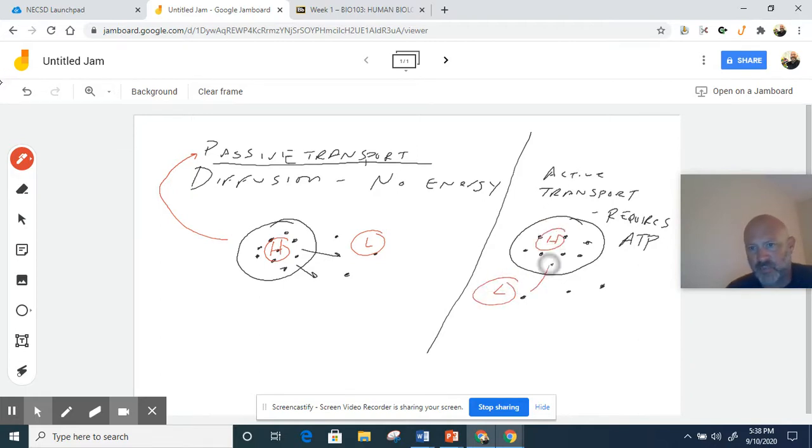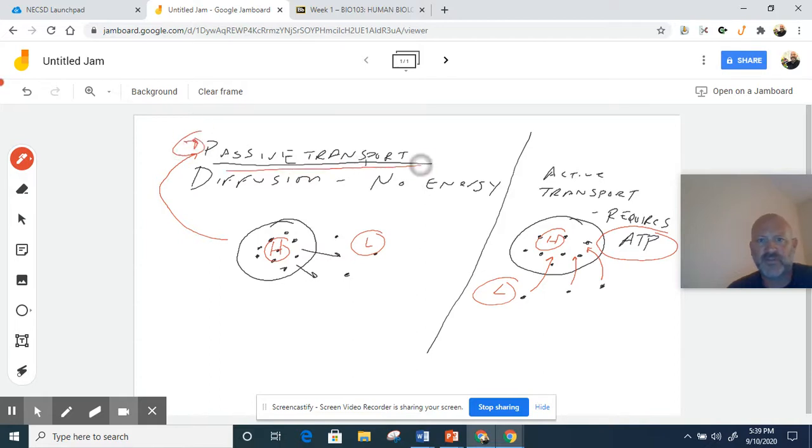That could certainly happen, but that's going to require the use of a pump, right? Like a sodium potassium pump that would be embedded in the cell membrane. Of course, that's going to use energy. We need energy to do that. So there's two forms that the body would use to move substances across cells. This one does not require energy.